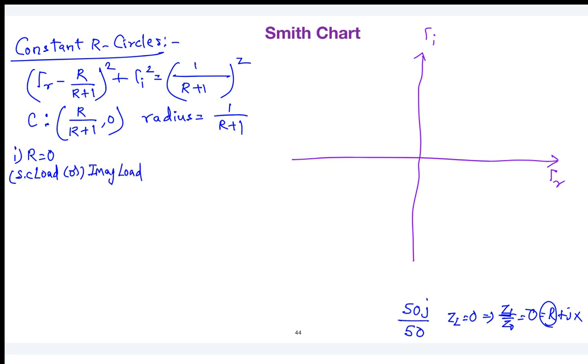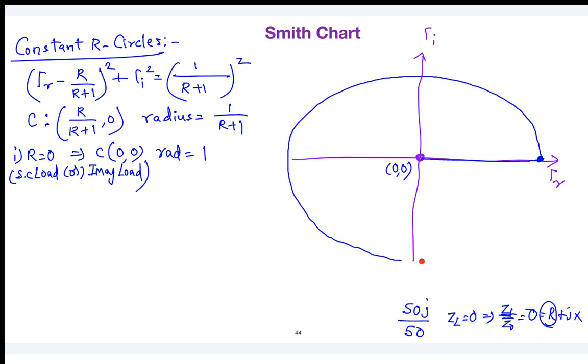When you substitute here, the center is located at 0, 0, and the radius is calculated as 1, subject to R equal to 0. So this is the center of the circle, located at 0, 0, having a radius of 1. Let me assume this is my 1 meter, and you can draw a circle like this. This corresponds to R equal to 0. Let us consider the second case, when the R value is equal to 1. Can you tell me when the R value is going to become 1?